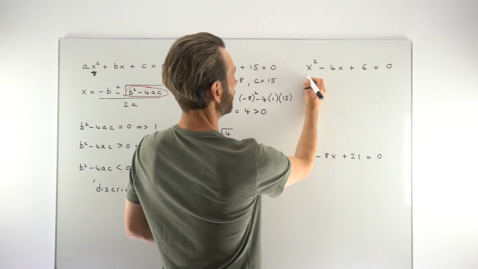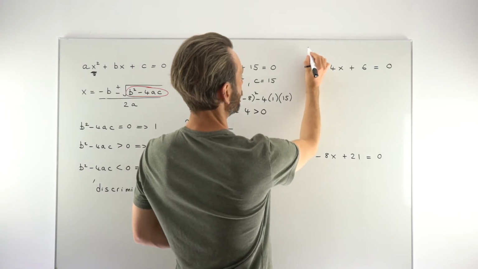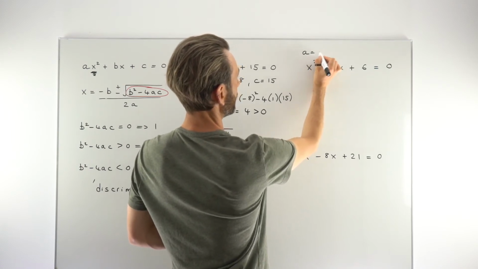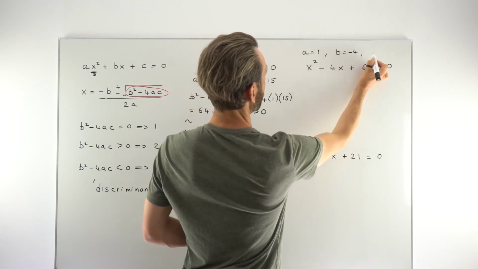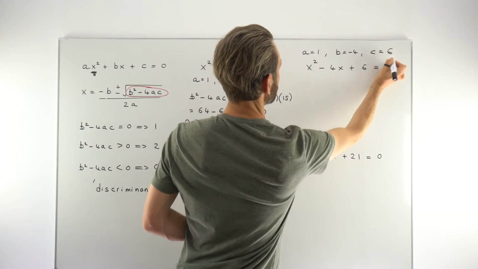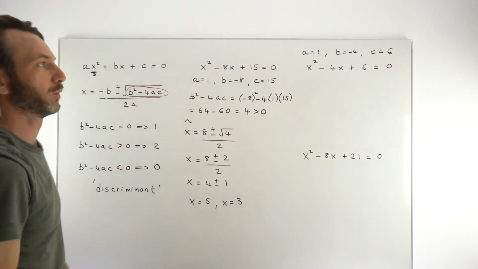Let's start again by identifying our a, b, and c values. I'll just put these up here, I think, just to make some space. So the a value here is 1, the b value is negative 4, and the c value is 6. So we're just going to do a similar exercise to what we did here.